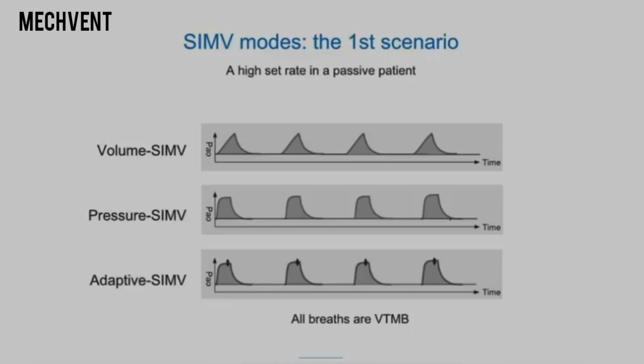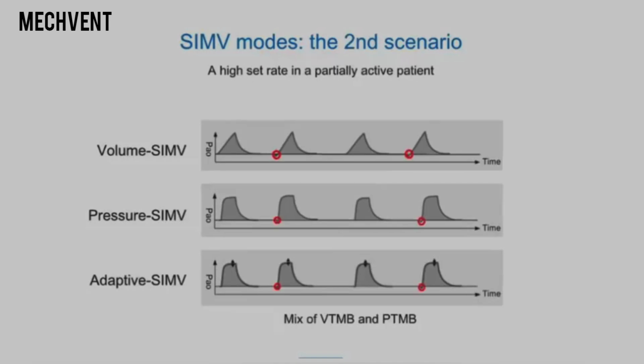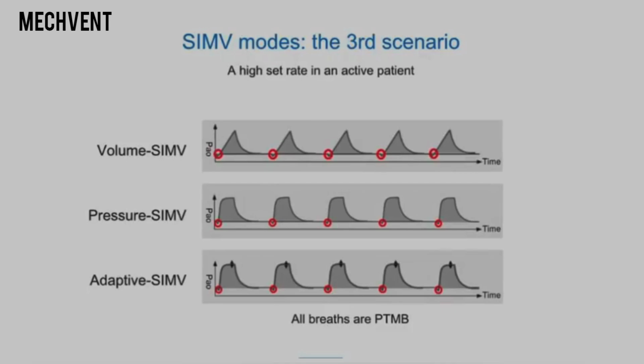If the patient is passive, all breaths are VTMB. If the patient is partially active, there may be a mixture of VTMB and PTMB. If the patient is active, all breaths are PTMB.